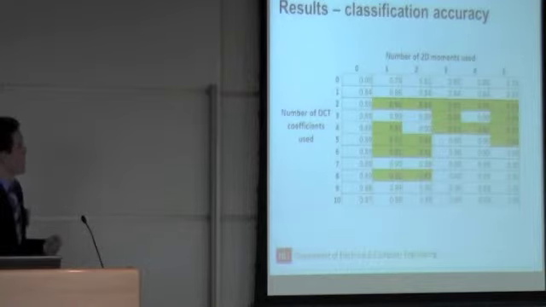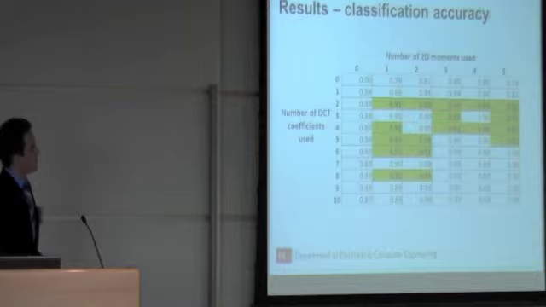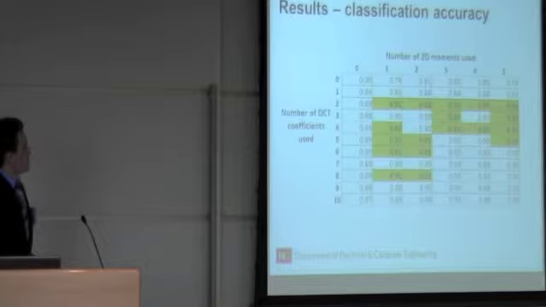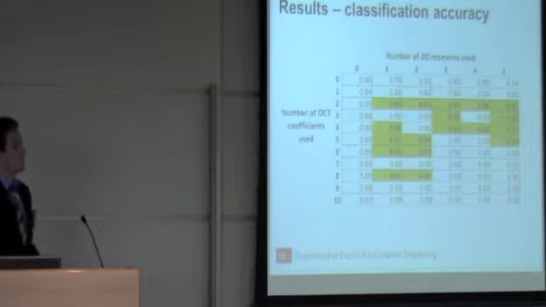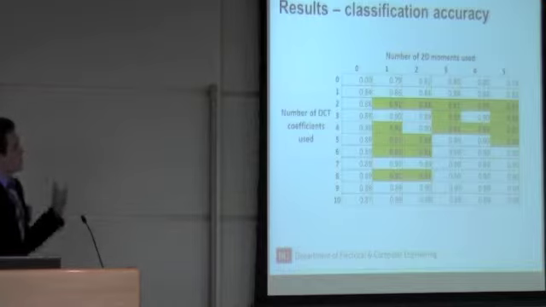The results were as follows. For classification accuracy, what's plotted here is the accuracy as a function of different combinations of features. Each row corresponds to a different number of DCT coefficients used for the intensity features, and each column corresponds to a different number of two-dimensional moments used for the spatial distribution features.